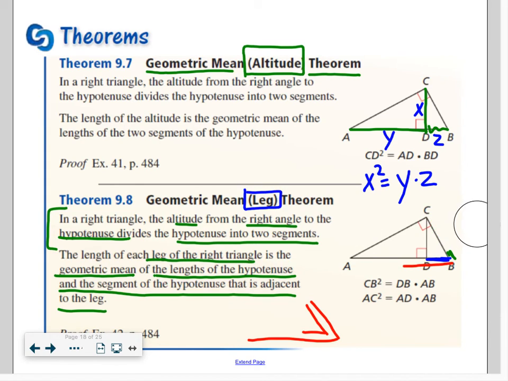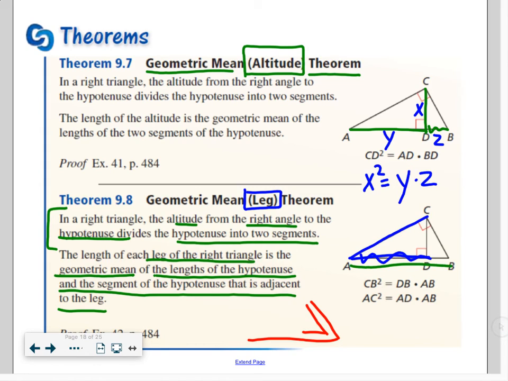It will work the same if we're trying to do the other side. So if we're looking for AC, if I square AC, that is going to be equal to AD, which is that piece that's adjacent, times the entire hypotenuse.